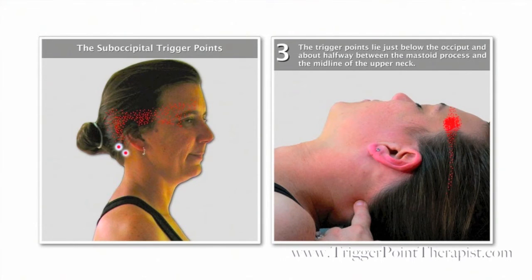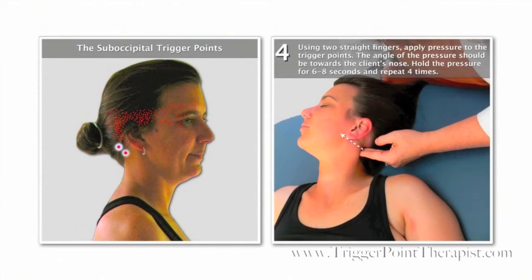The trigger points lie just below the occiput and about halfway between the mastoid process and the midline of the upper neck. They refer pain to the temple, the side of the head, and above the eye. Using 2 straight fingers, apply pressure to the trigger points. The angle of this pressure should be towards the client's nose. Hold the pressure for 6 to 8 seconds and repeat 4 times.